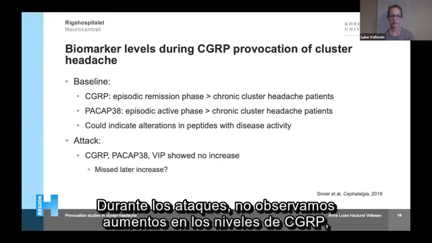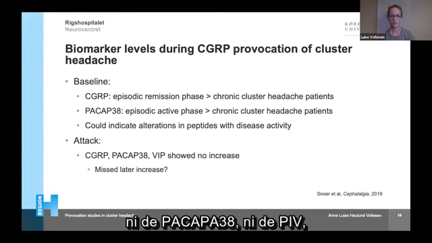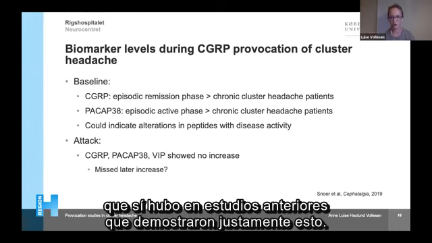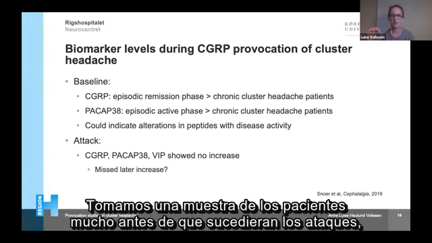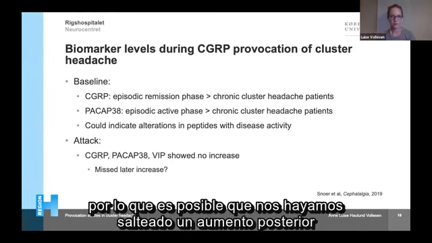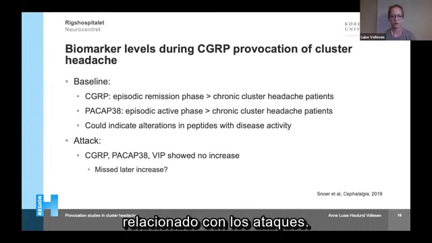During the attacks, we saw no increase of CGRP, PACAP38 or VIP levels, which was in contrast to earlier studies that had shown just this. We did sample the patients quite early on in their attacks, so it's possible we could have missed a later increase related to attacks.